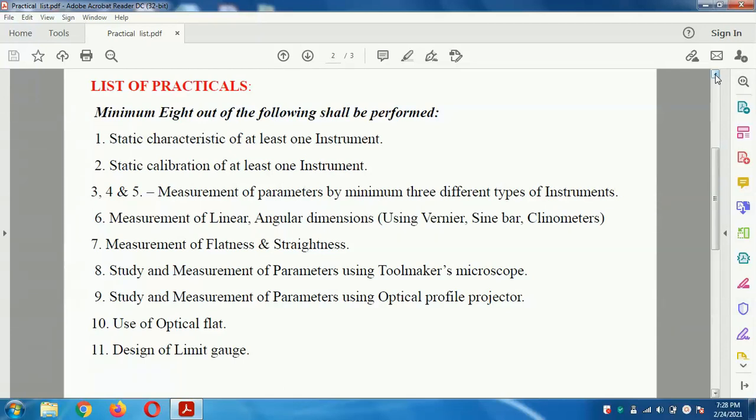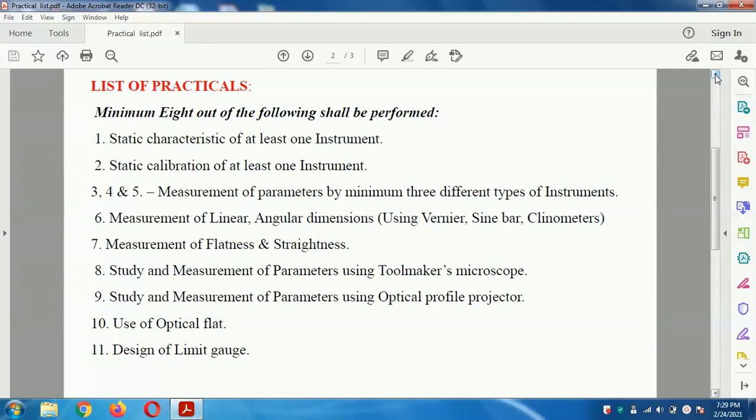The first practical is static characteristics of at least one instrument. Second is static calibration of at least one instrument. Third, fourth, fifth, that is the measurement of parameter by a minimum of 3 different types of instrument. Sixth practical is measurement of linear angular dimension, in which you have to study apparatus such as vernier caliper, sine bar or calorimeter. The measurement of flatness and straightness is the 7th practical.